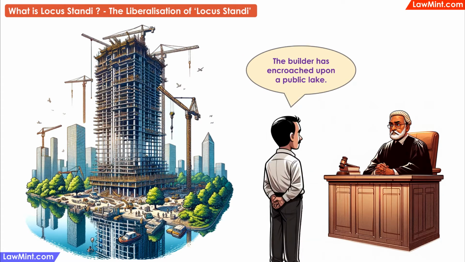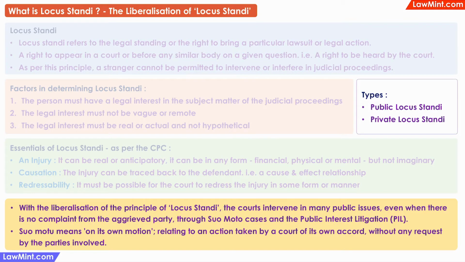Suppose the person is not a buyer but is filing a case against the builder because the builder has encroached onto public land or a public lake, which means that the general public has suffered an injury because of the builder. Then the person has a public locus standi and can file a public interest litigation, that is a PIL. In most cases, the court will intervene or take up an issue only if the person who is approaching the court has a private locus standi.